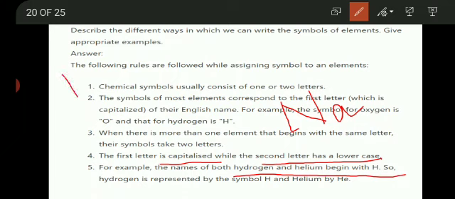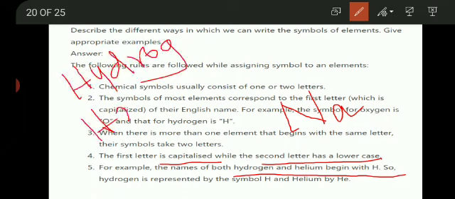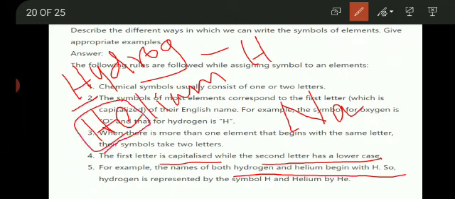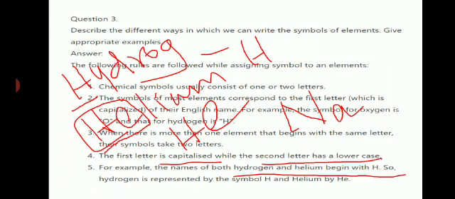For example, the names of both hydrogen and helium begin with H. We should give a different symbol for each. The first, we take hydrogen for H, right? The second, helium, we take the first letter and the second letter. He means helium, H means hydrogen. Like that we have to take.